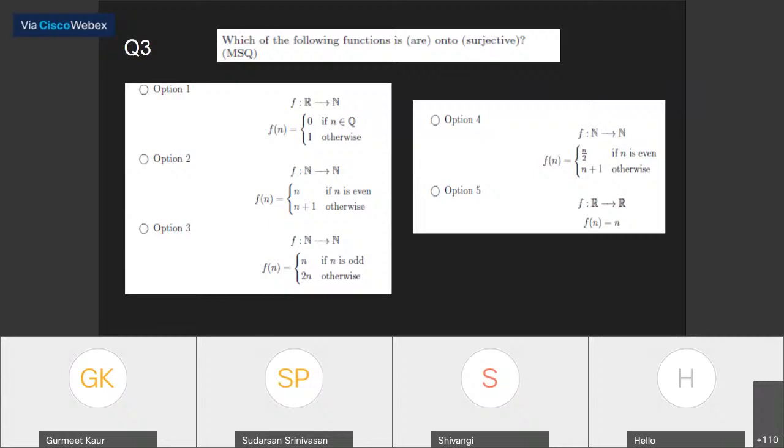No. What is the value of f of 2? I guess it is not surjective because it will always give an even value. Let's go step by step. What is the value of f of 2? Yes, sir. f of 2 is 1. Sorry. Yeah, okay.